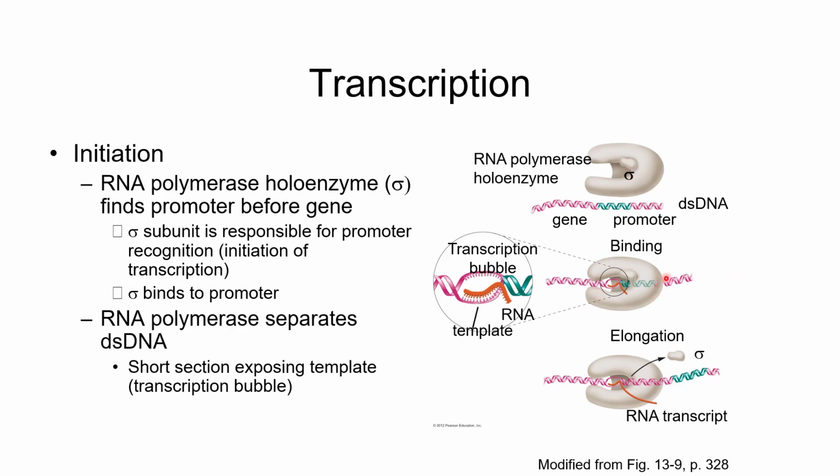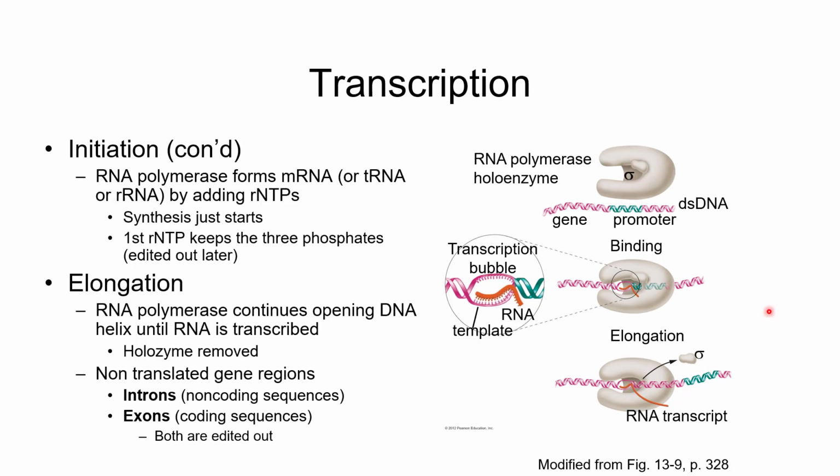As the RNA polymerase then separates the double-stranded DNA molecule, a short section becomes exposed in our transcription bubble, and at this point, the sigma subunit is going to leave the polymerase. Then the polymerase begins to add. So that's initiation. We then enter into what we call elongation, in which we start adding our RNTPs.